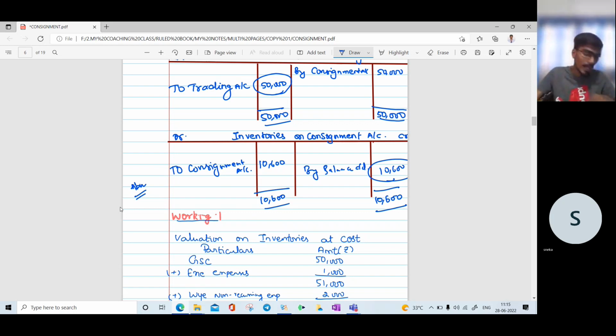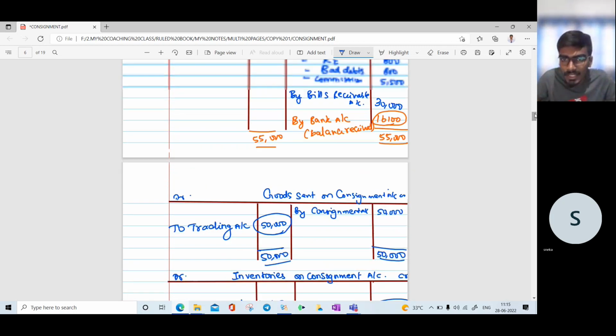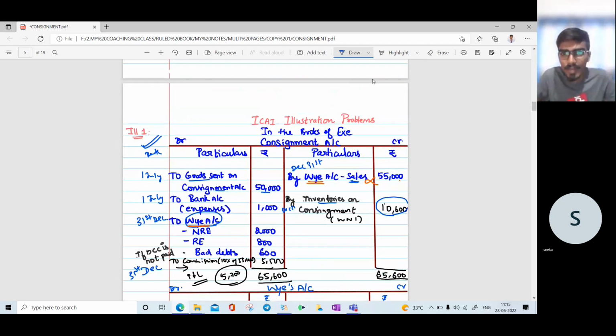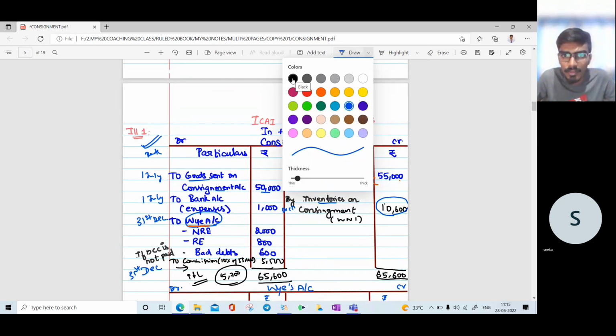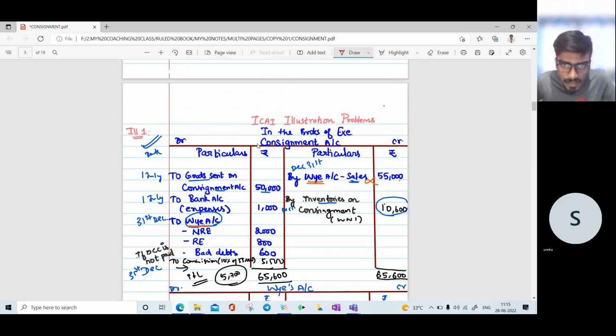This is your illustration 1. I will explain how to write a journal entry. In my conceptual classes I may have explained, but I don't remember, so I will explain now. Write it very simply. This is one format. Wait, just see. First journal entry: consignment account debit, to goods sent on consignment account, how much, 50.